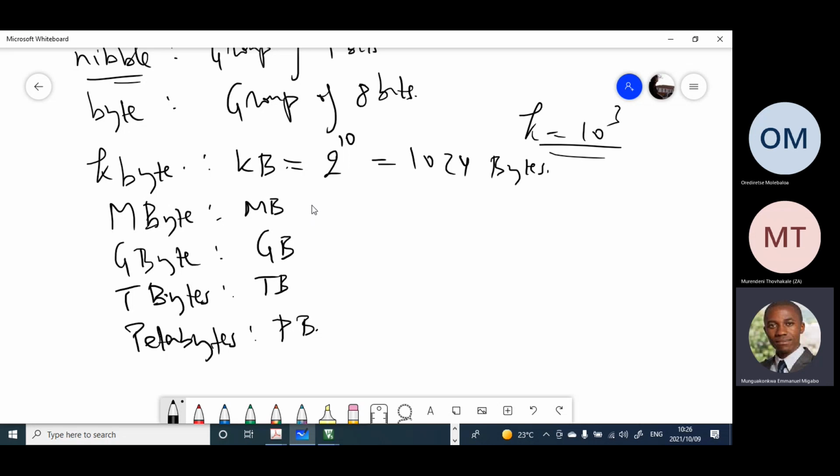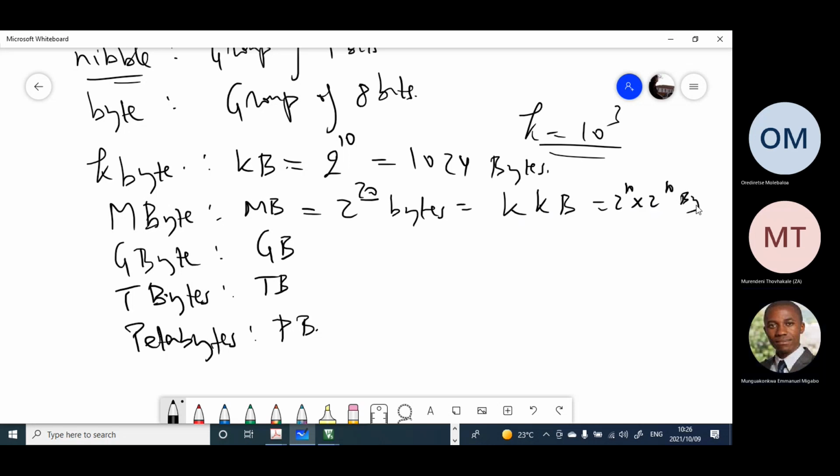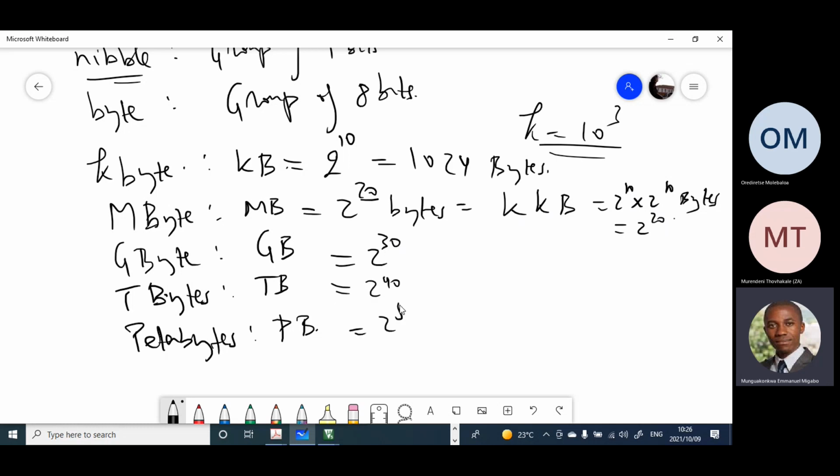So it goes in powers of 2. Because mega will be 2 to the power 20 now, which you can actually derive by saying a megabyte is a kilo of a kilobyte. So that is 2 to the power 10 times 2 to the power 10 bytes. And that's how we get to 2 to the power 20, which means this will be 2 to the power 30, 2 to the power 40, 2 to the power 50.